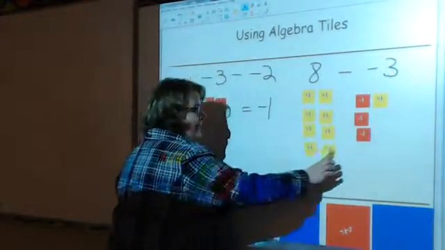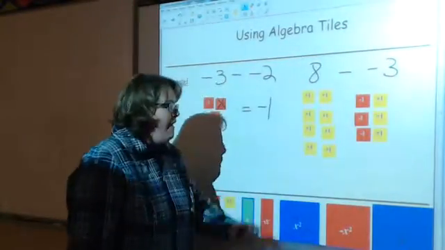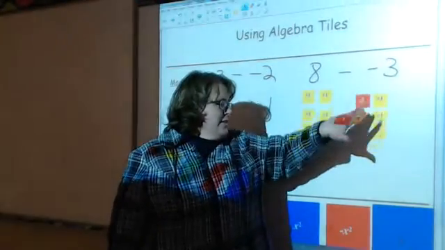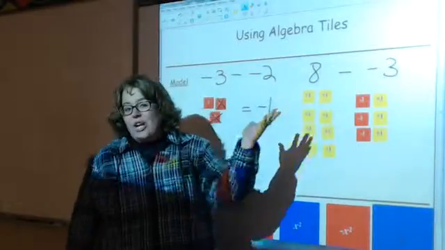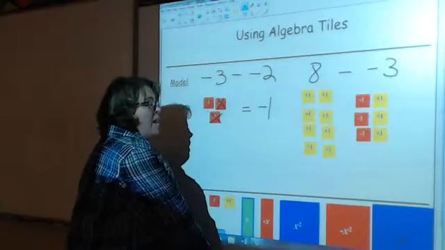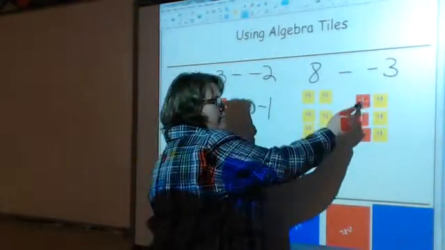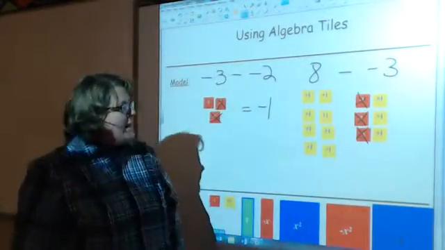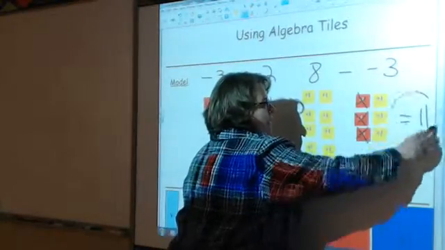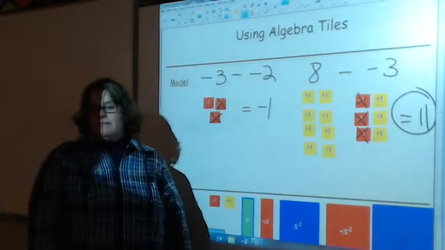Because mathematically, I can't change that value at all. I can't change this value by adding it to it. If that's 0, that's 0, and that's 0, so that doesn't change that value. Once I put them all together, now this is all in one. Can I now take away my negative 3? Now I can. And now I'm left with 11. Okay? Now I'm left with 11.